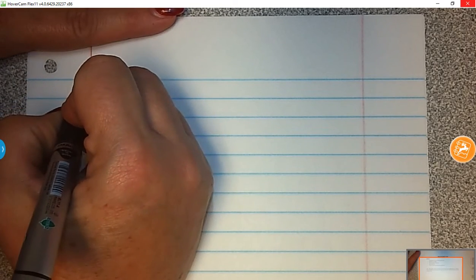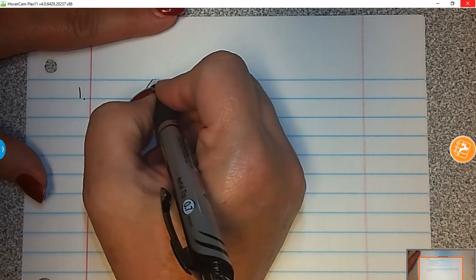All right, this is still on the first page of the packet, problem number 1. The altitude of a triangle is 5 less than its base. So before I read anything else, I'm going to go ahead and draw a picture for that. It doesn't matter what your triangle looks like.